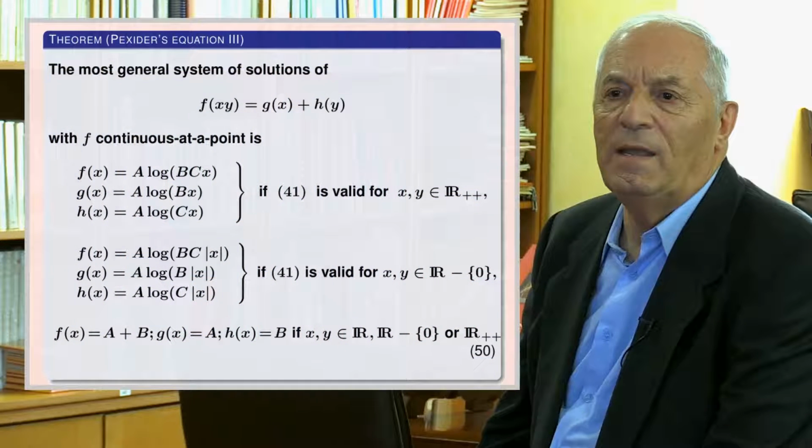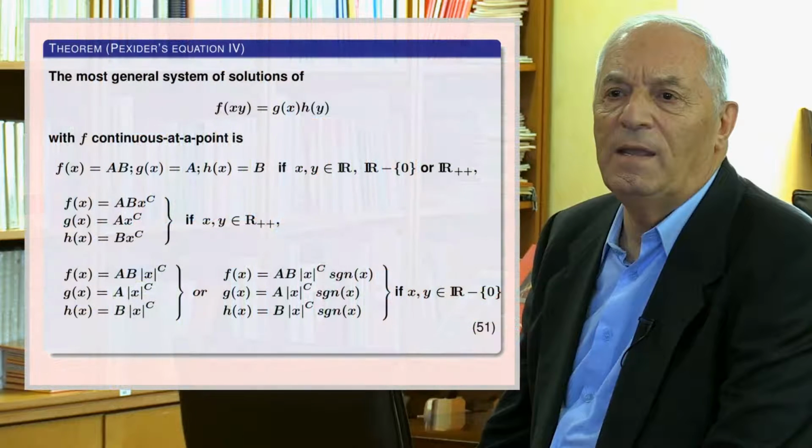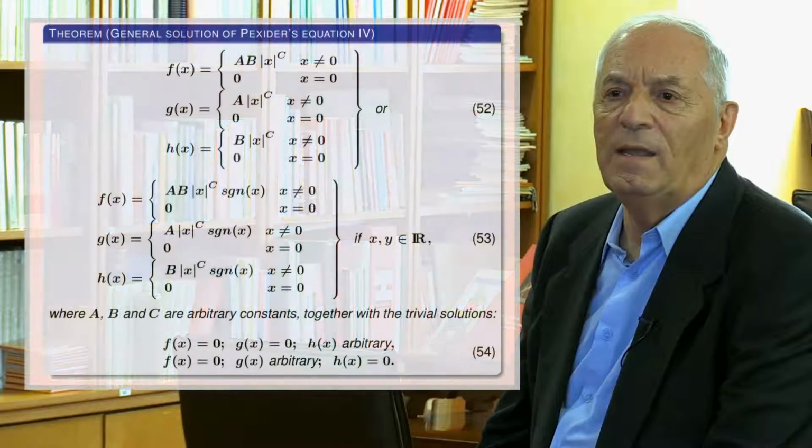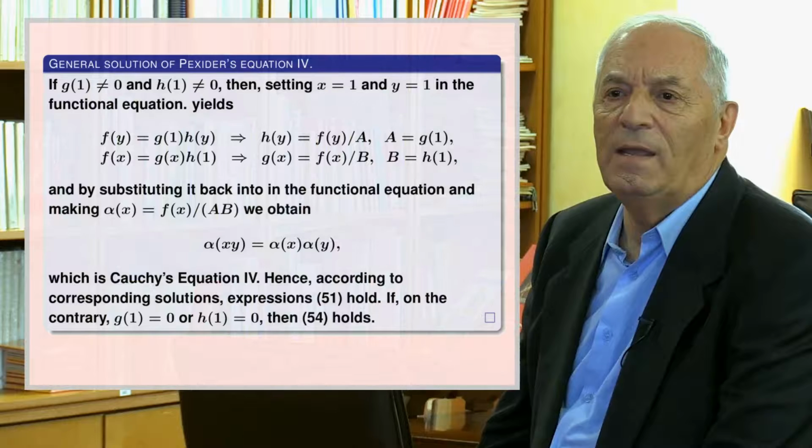This theorem provides the general solution for the Pexider equation 3. To prove this, we make x equal to 1, y equal to 1, and replace back into the functional equation. This theorem provides the general solutions for the Pexider's equation 4, which include also those in the slide. Setting x equal to 1 and y equal to 1 in the functional equation and replacing back, we get the Cauchy's equation 4 and later the desired solutions.